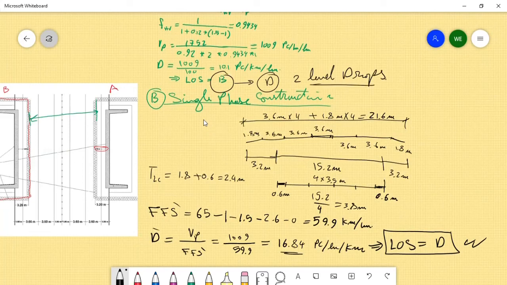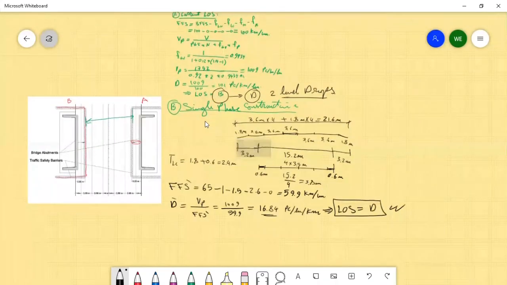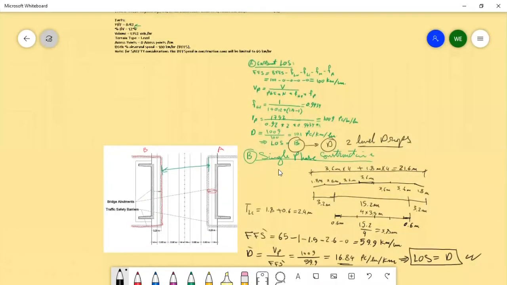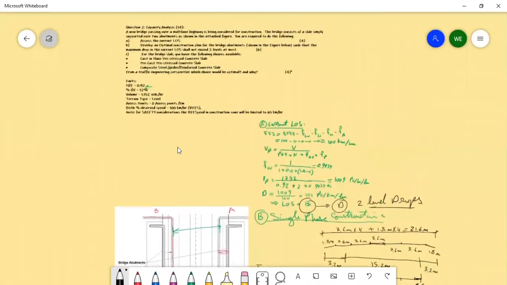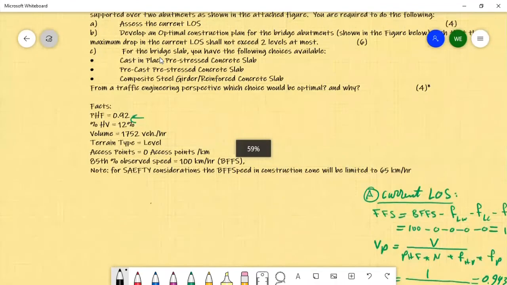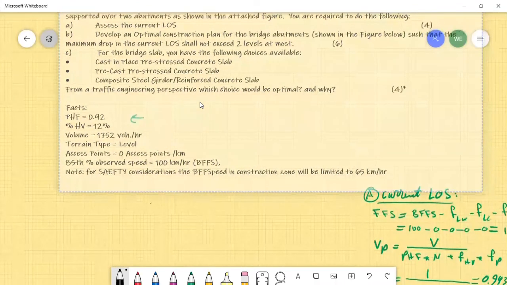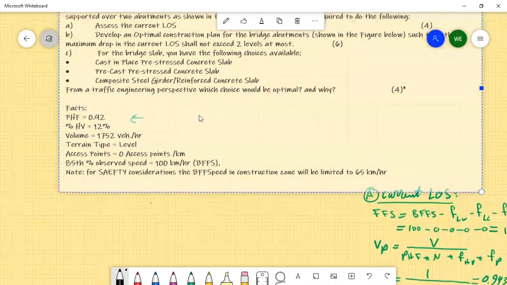Okay, and that's exactly it, so this way we answered part B, so we can have a single phase construction. We don't need to make the construction in two phases. Okay, let's continue and answer the last part. For the bridge slab, you have the following choices: cast in place pre-stressed concrete slab, precast pre-stressed concrete slab, composite steel girder reinforced concrete slab. I assume you know the differences between these three choices.